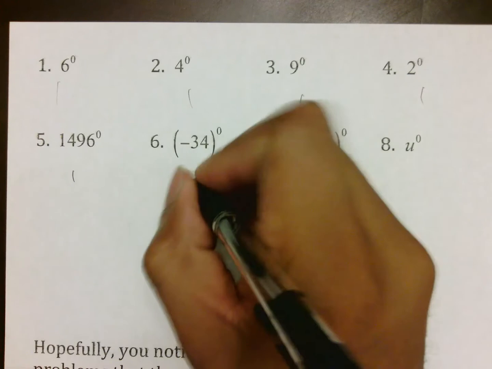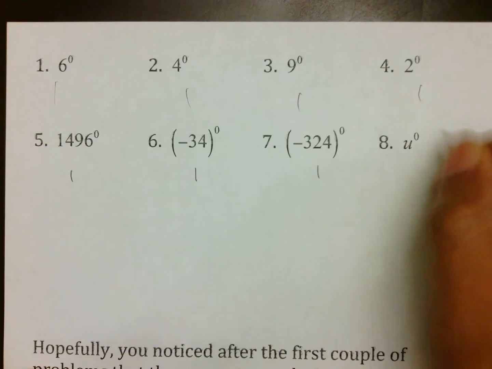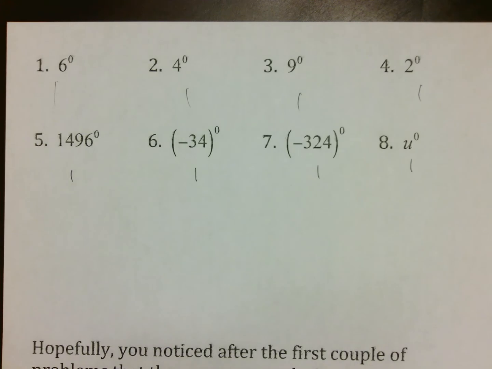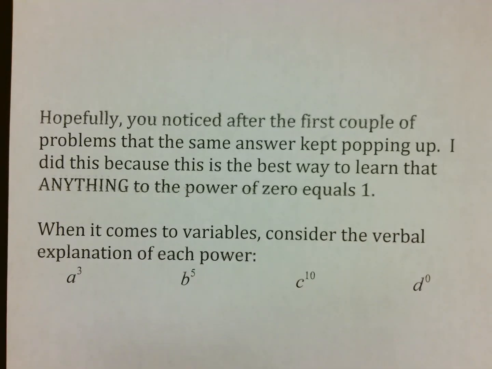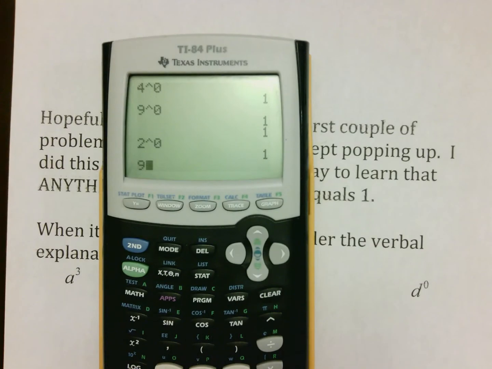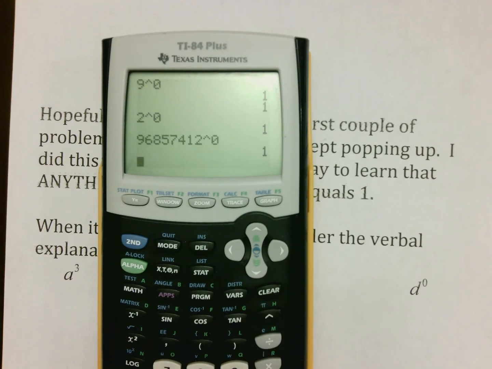Typing in anything to the 0 power, the answer is 1. Any letter to the 0 power is going to be 1. So hopefully you noticed, even though I didn't let you type it in, after the first couple problems, the answer kept popping up. I did this because the best way to learn that anything to the power of 0 equals 1 is just by typing in a few of them. If you don't remember, just type something to the 0 power and you will get 1 as your answer. I could type 9685741 caret 0 and you get the answer of 1.